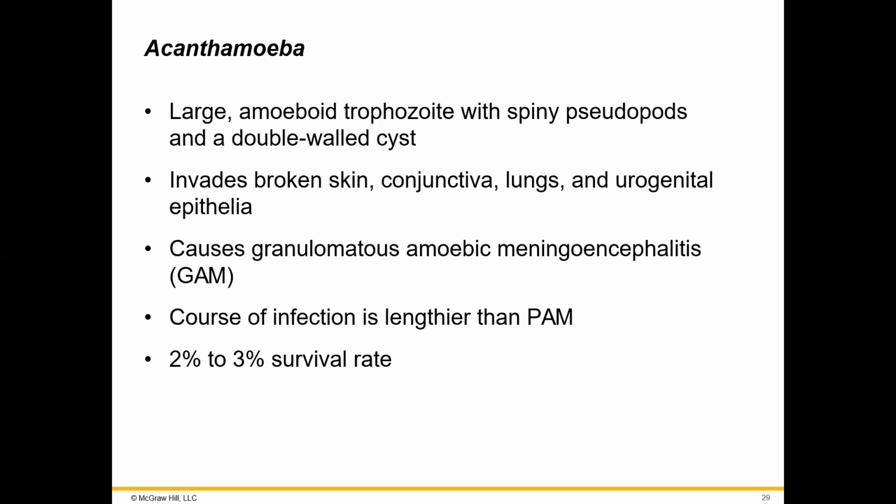Again, these are amoebas. So these guys will invade broken skin, your conjunctiva, lungs, and urogenital epithelia. So this guy, when we talked about it causing keratitis, which is the infection of the cornea, because we were using tap water with our contact lenses, can then through the conjunctiva invade into the meninges and the brain, and then cause meningoencephalitis this way. Again, 97 to 98% mortality rate.